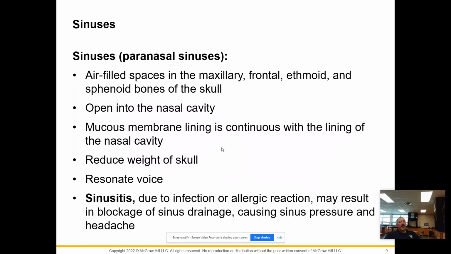All right. So the sinuses. Sinuses are also called paranasal sinuses. These are air-filled sacs. Here are some of the sinuses in our body. So we have the maxillary sinus. If you have a sinus infection, most likely the one you think of is the one right above your teeth, your maxilla bone.